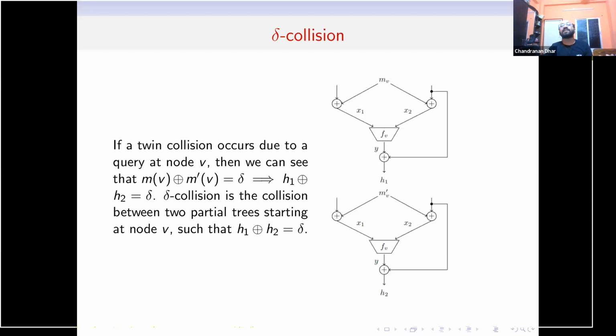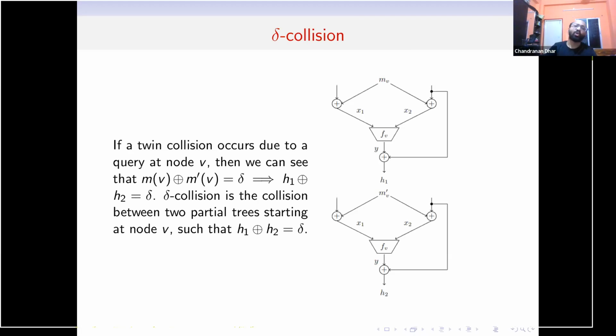So this is what we call a delta collision. The size of the delta collision is basically the number of such message pairs M and M prime, both of which are partial messages starting at the node V and which further satisfy that H1 XOR H2 should be equal to delta.